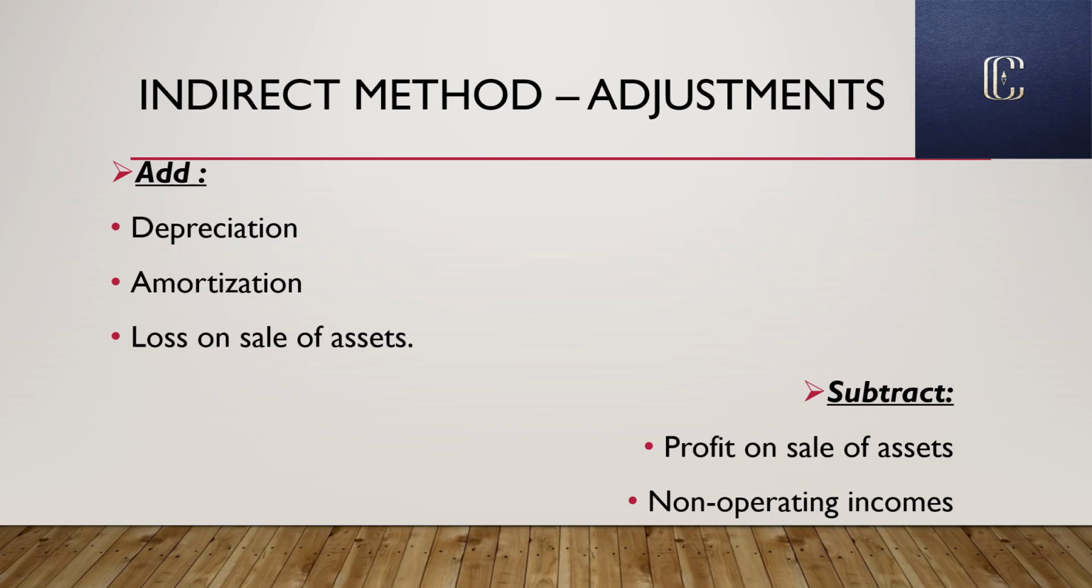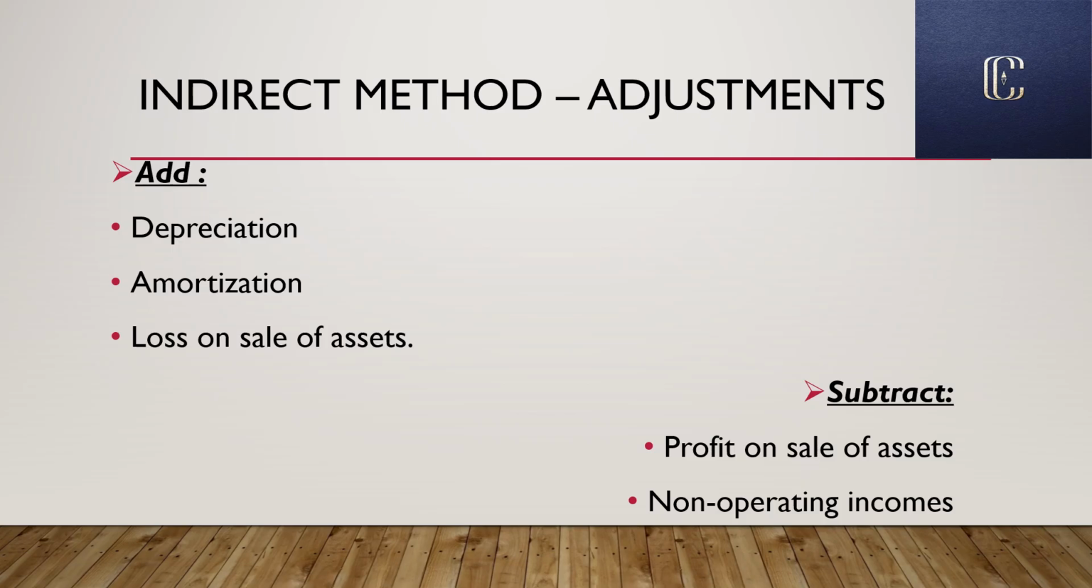Step one is to add back non-cash expenses. Some expenses reduce accounting profit but do not involve actual cash outflow. Since no cash actually left the business, we add them back. The first one is depreciation.